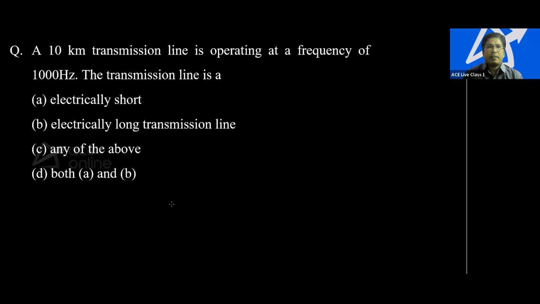A 10 kilometers transmission line is operating at a frequency of 1000 hertz. The transmission line is electrically short transmission line, electrically long transmission line, any of the above, both A and B. So it is given that the line length is 10 kilometers and the frequency of operation is 1000 hertz.